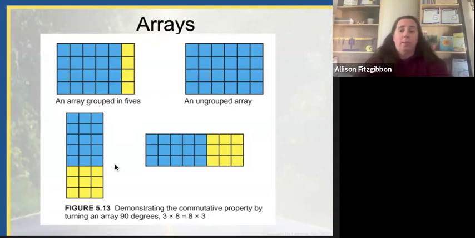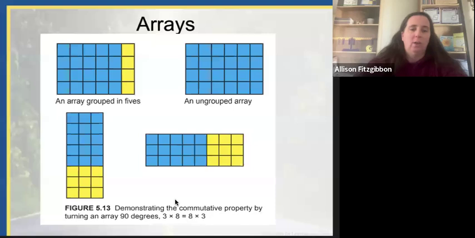Okay, another great thing about grouping them this way is we can use that commutative property. If we change our array and we change it just 90 degrees, we can see that 3 times 8 is the same as 8 times 3. Just by turning it that 90 degrees, you can see the commutative property, right? The commutative property tells us in multiplication that it doesn't matter the order in which we multiply, our product will still be the same. They will be equal.